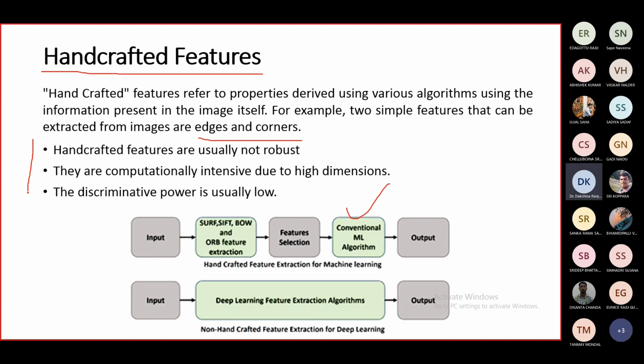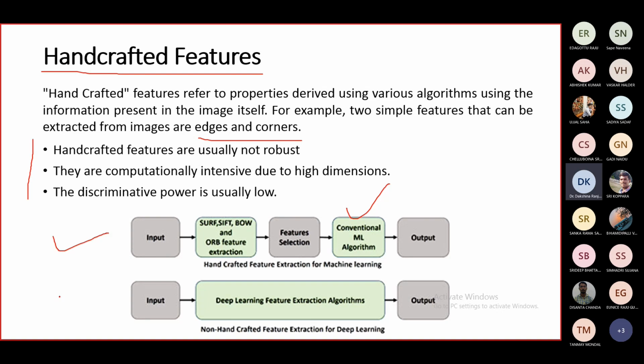Now, there are some disadvantages of handcrafted features. Handcrafted features are usually not robust; they are not as robust as convolutional neural network features, and they are computationally intensive due to high dimensions. Every time we extract handcrafted features, they turn out to be very high dimensional. And the discriminative ability is very low. When you use handcrafted features with conventional machine learning algorithms, the discriminative power of the algorithm is very low.